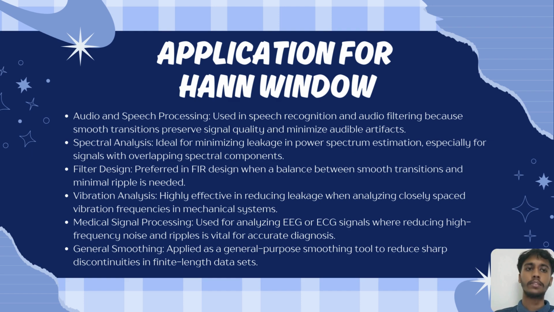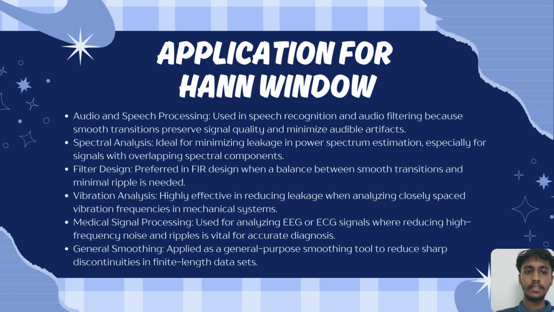Now let's talk about the Hann window, and where we actually use it in real life. First one is audio and speech processing, where it is used in speech recognition and audio filtering because the smooth transitions preserve signal quality and minimize audible artifacts. Second one, spectral analysis, which is ideal for minimizing leakage in power spectrum estimation, especially for signals with overlapping spectral components. Third, filter design, where the Hann window is preferred in FIR design when a balance between smooth transitions and minimal ripple is needed.